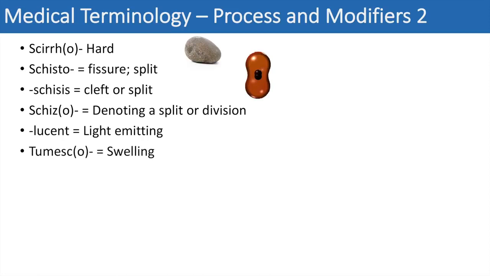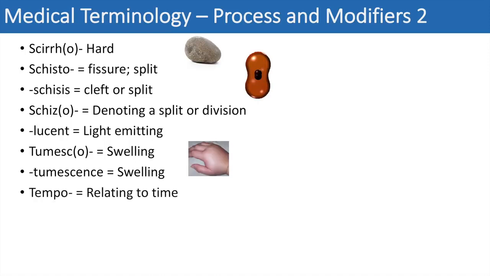Another prefix that's important is tumesco or tumesque. This means swelling, and another word that means swelling is tumescence. So this can be added on to other things, but the word itself, tumescence, actually means swelling. Another prefix that's important is tempo. This relates to time. So you can think of in music you want to keep a tempo, so it's relating to time. Or you can think of the word temporal.